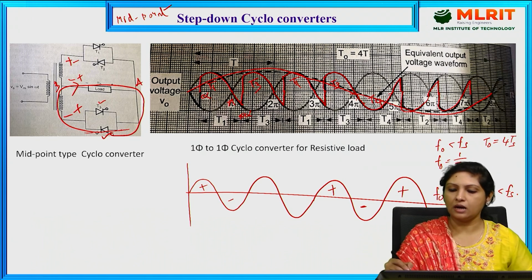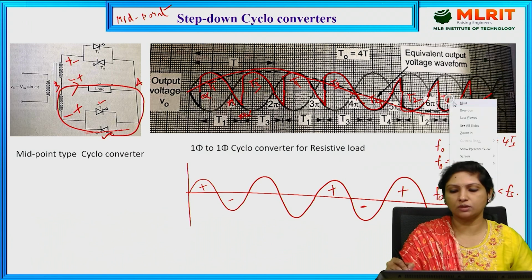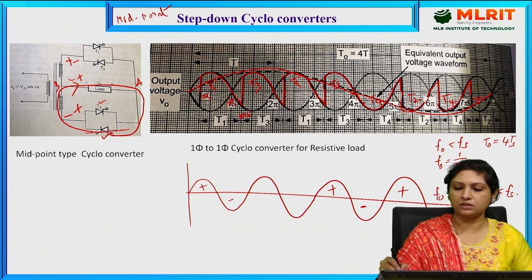And again, this is T4, this is T2. Again, I have provided triggering pulse for T4, and now this is T2.